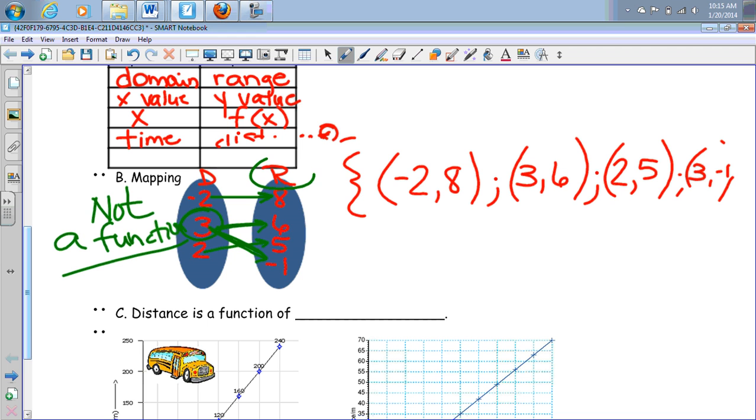So your ranges can be repeated, your domains cannot. That's a way to show that in mapping. There are several other tests we'll do. That's mapping for you.